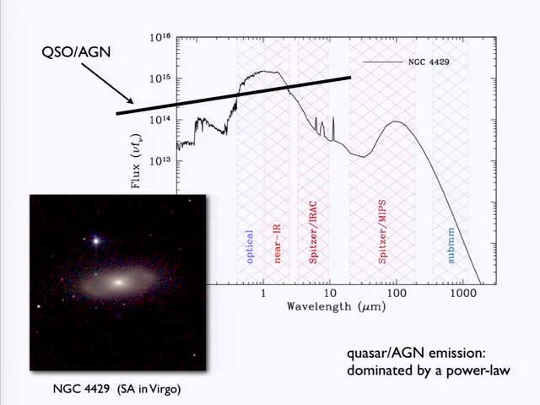Real quick, how does the mid-IR selection of AGN work? It's very simple. It's related to the early work on quasars. Essentially, you're distinguishing the power law spectrum of a quasar from the more complicated spectral energy distribution of a galaxy. And here I have an Sa galaxy in Virgo. Between the optical and the mid-IR, most of the flux is dominated by this sort of bell curve, which is largely the photospheres of the low-mass stars that dominate the mass of the galaxy, and peaks at 1.6 microns.